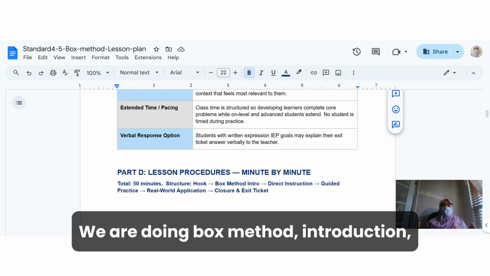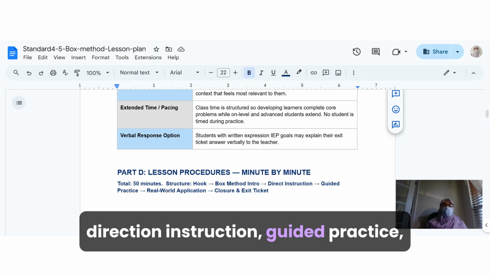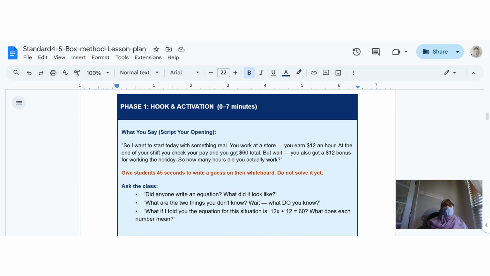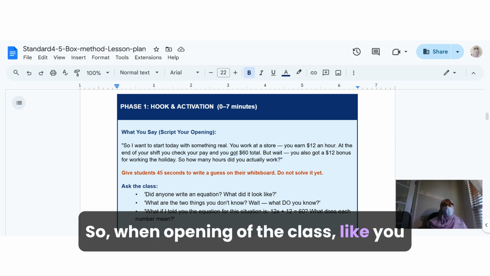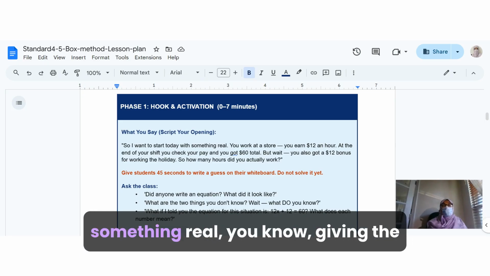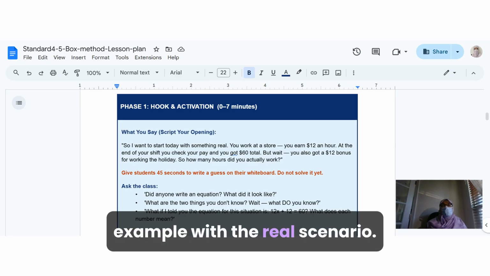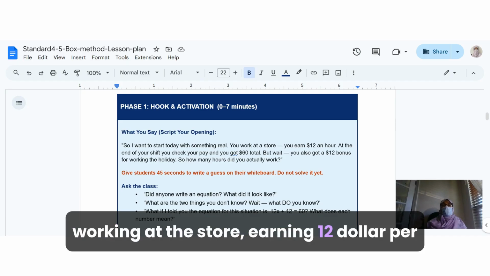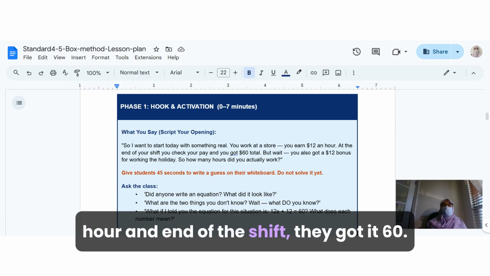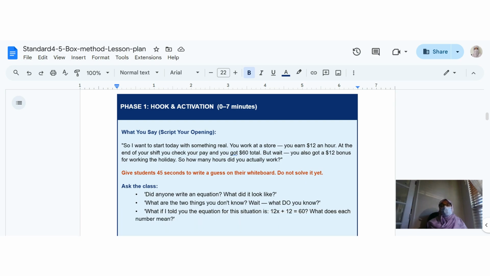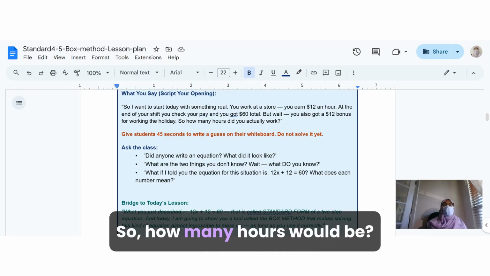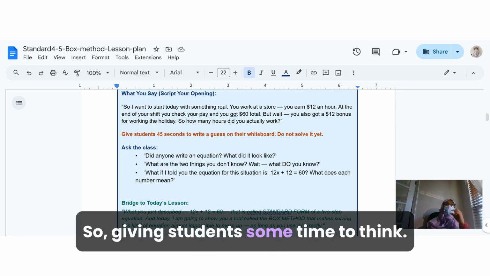It is structured. We are doing box method introduction, direct instruction, guided practice, real world application, closing with the exit ticket. So when opening the class, like greeting and starting today with something real, giving an example with a real scenario. Here, I have taken the example of working at a store, earning $12 per hour, and at the end of the shift, they got $60. So you also get a $12 bonus for working the holiday. So how many hours would it be? So giving students some time to think.